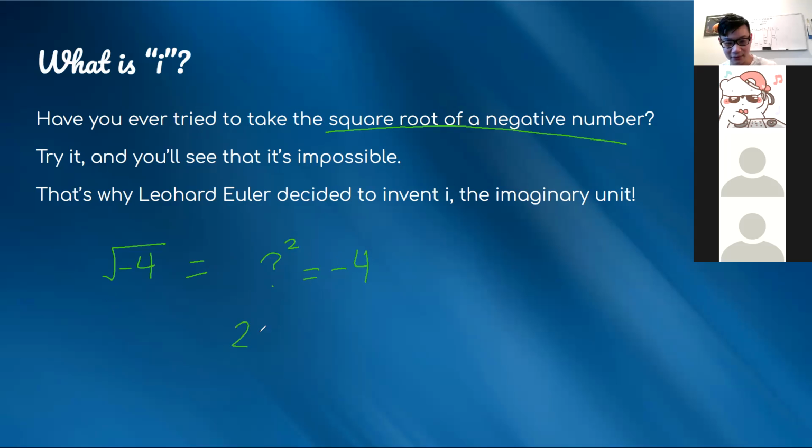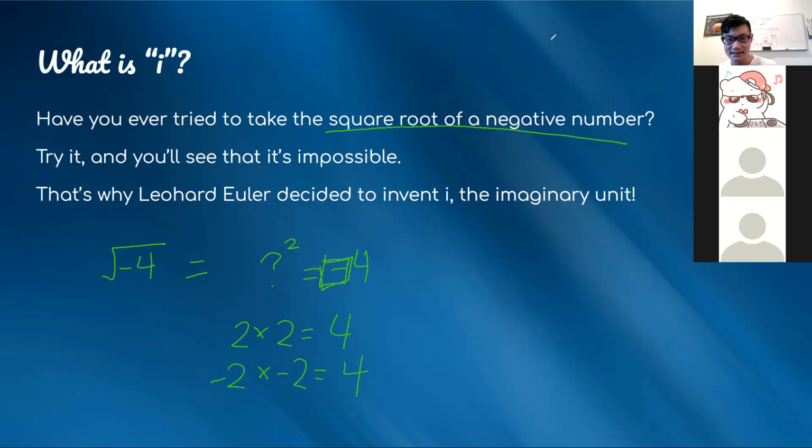Well, we could try 2 like before. 2 times 2, but that equals 4, right? And we're still missing this negative. We could try negative 2 times negative 2, but again, it's a negative and a negative, which makes a positive. So we're left with 4 again. And the key is we're missing this negative. So how do we find this negative again?